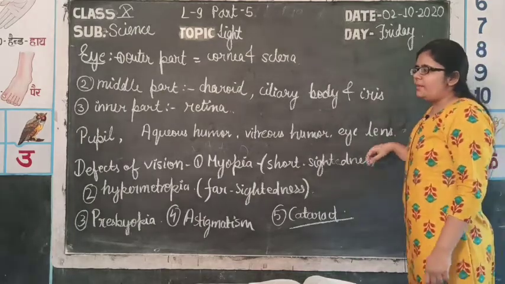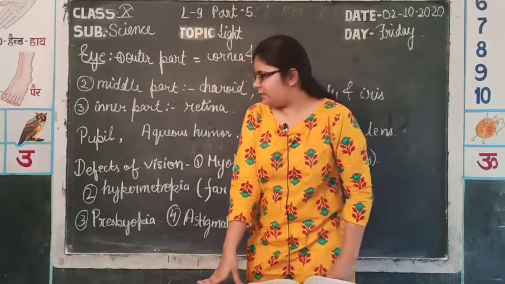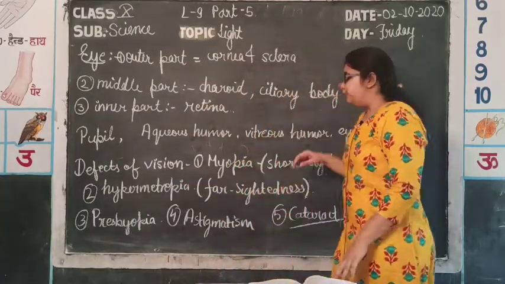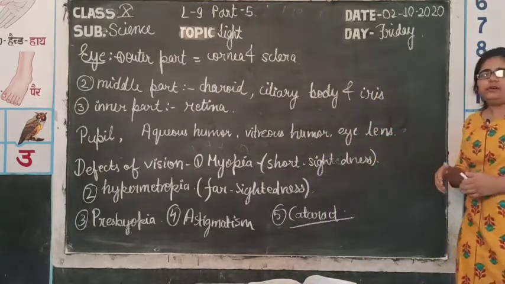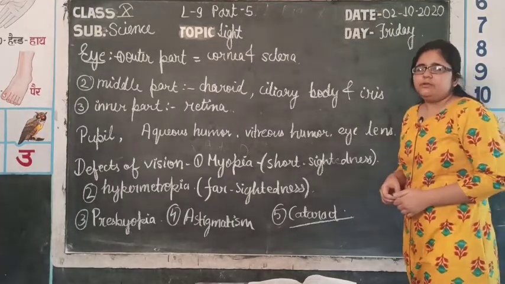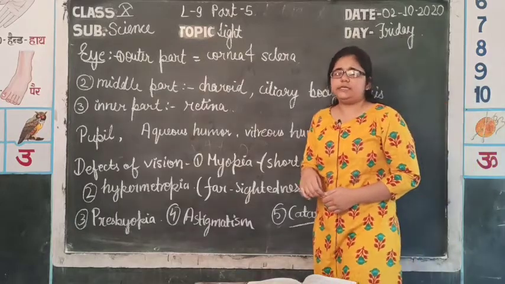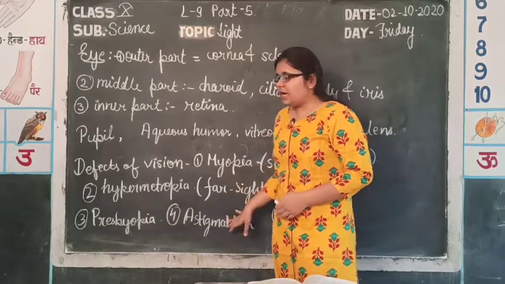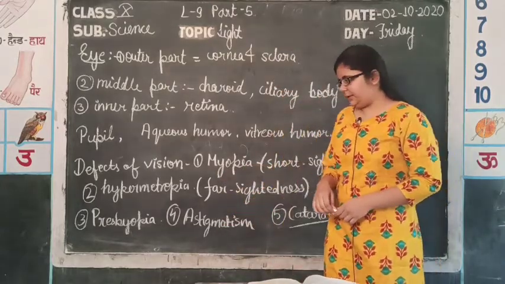So this was all about the structure of the eye. Now we will discuss the defects of vision. These defects of vision are also related to the power of accommodation, which we have just discussed. The power of accommodation is changing the focal length, but with age, stress level and injuries, this power of accommodation is disturbed in an individual, and due to that various defects are produced in the eye, and you have to use lenses according to that.